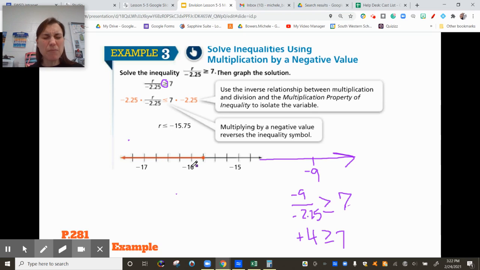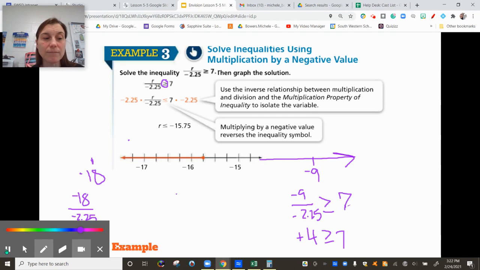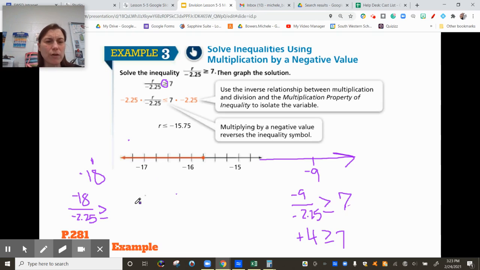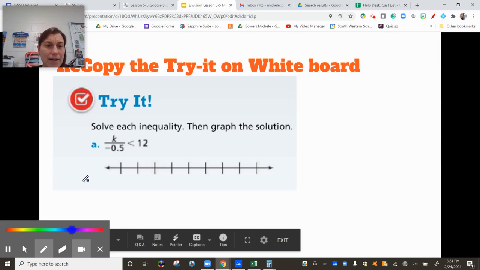So if I try something like 8, okay, going back to the beginning, remember it was r divided by negative 2.25 is greater than 7. And if I divide these things, a negative divided by a negative is a positive. So the number I get is 8. And is 8 greater than or equal to 7? Well, yeah, it's greater than 7. That means that this is the side with my solutions. So this is graphed correctly, and this is the correct solution. So it actually flipped. Well, why? Because we multiplied by a negative. And you can pause and solve that now.